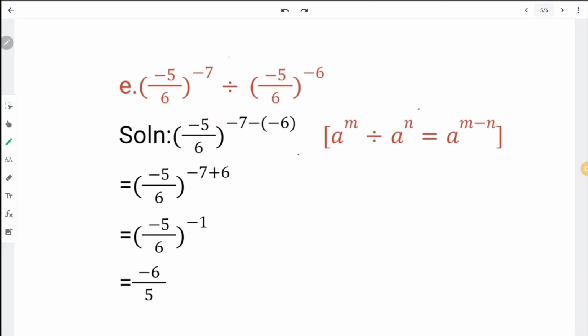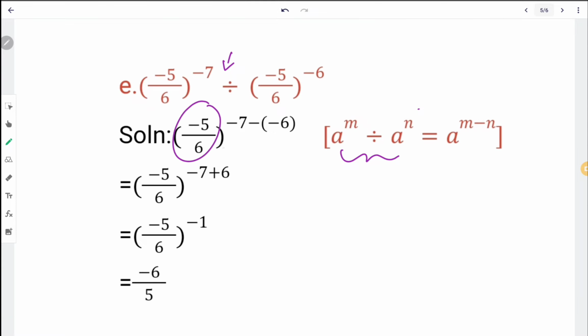All right, E, minus 5 by 6 to the power minus 7. Now it is division here, okay? And then minus 5 by 6 to the power minus 6. So when it is division, we can already see that the bases are same here. Minus 5 by 6, minus 5 by 6. The powers are different. One is minus 7, the other is minus 6. What happens? We just subtract the powers here, okay?